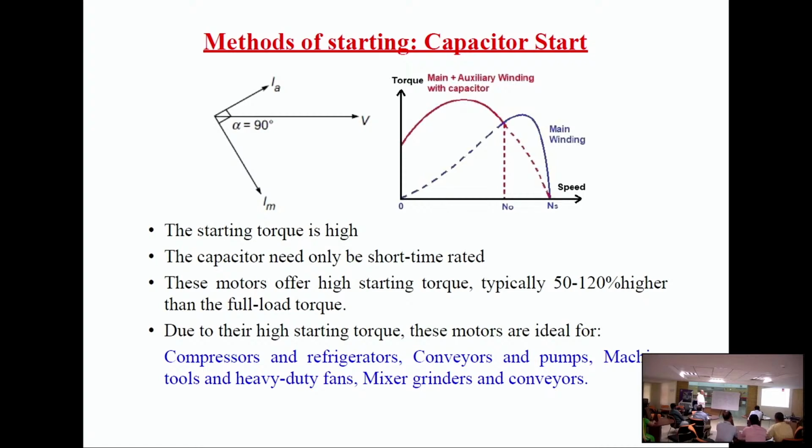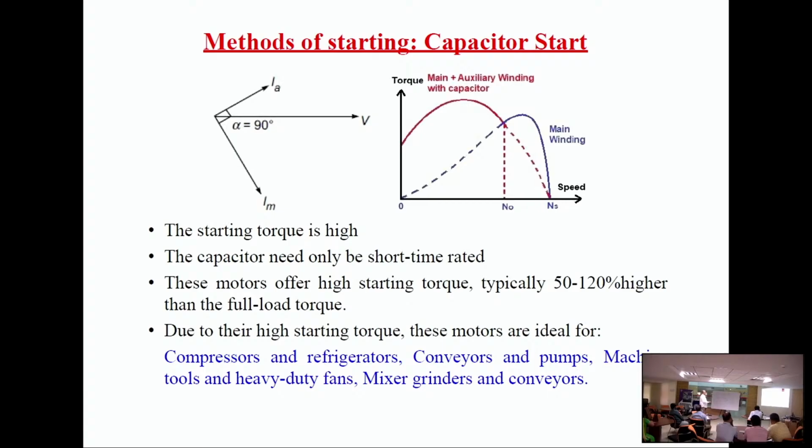So with only the main winding, it will look like this one. At starting, this is the point of starting. At starting, the torque is 0. So 0 to start over. Then the shape is similar to our torque-speed curve of the induction motor.